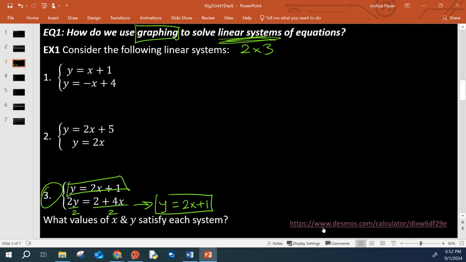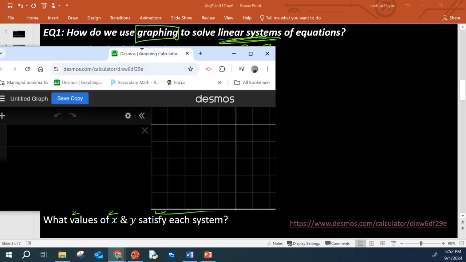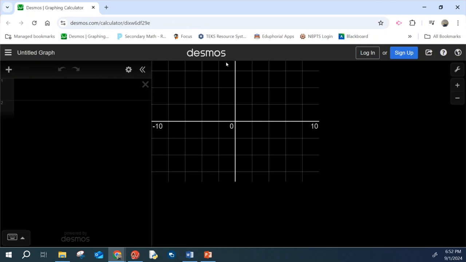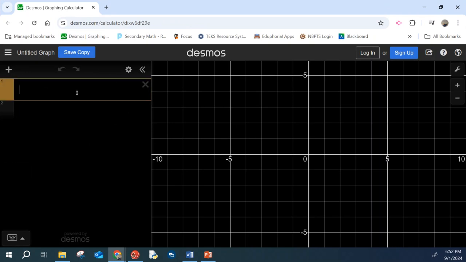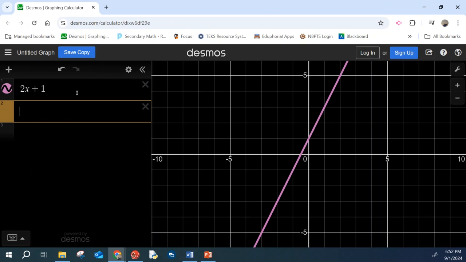Well, to get an idea, let's look at Desmos instead. It'll give us a quicker visual, I think. But it's pretty straightforward what it's going to mean. It's just how do we put it into words? So if I go ahead and say 2x plus 1 and 2x plus 1 again, well, we see that they overlap one another.